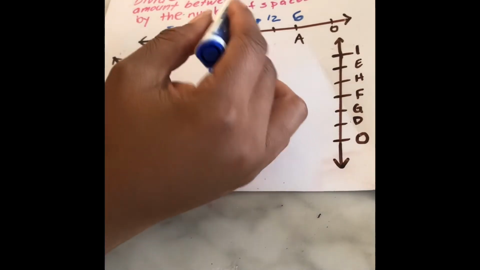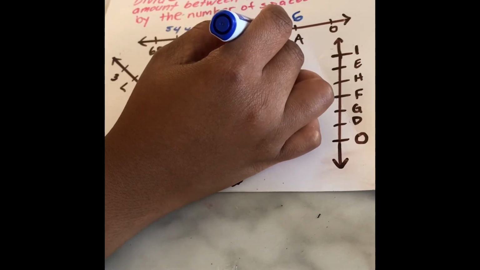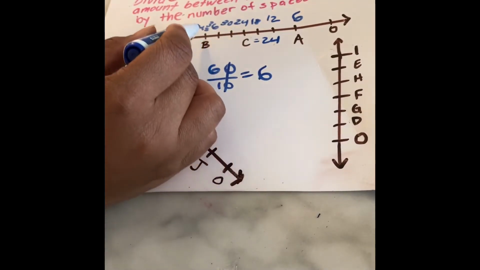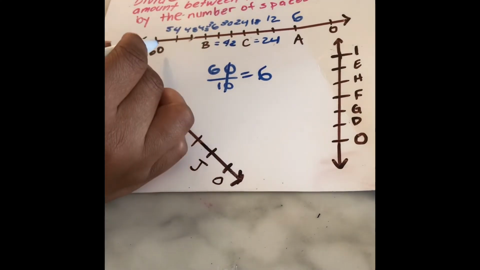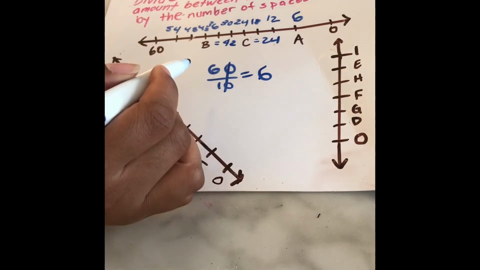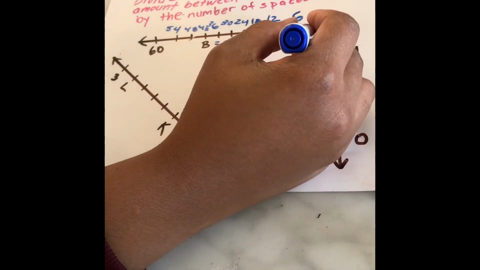So we have C equals 24. B equals 42. And A equals 6.